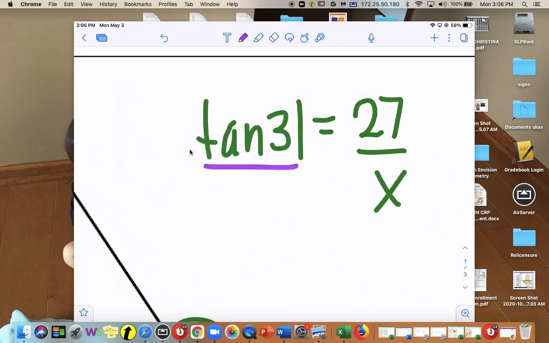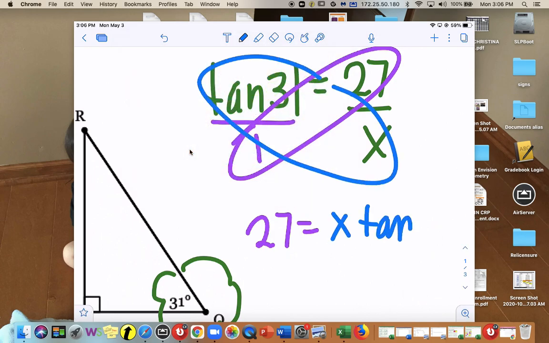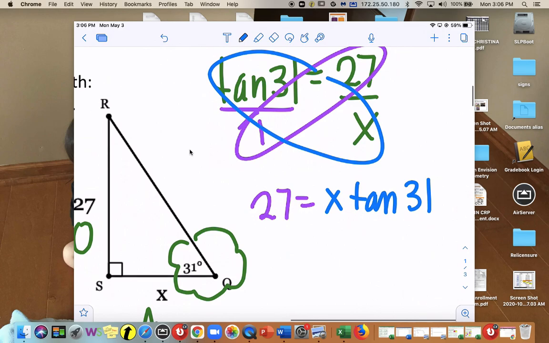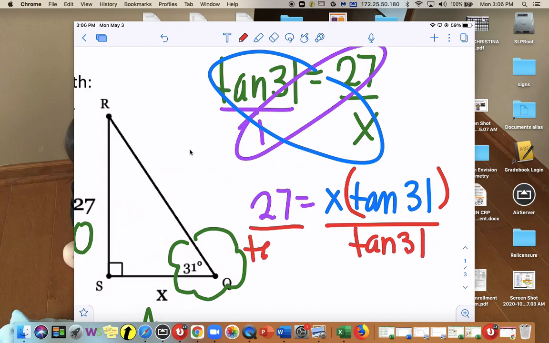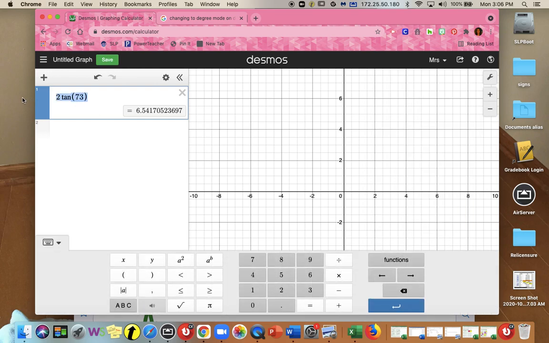Okay, now let's solve this. So again, we can make tangent of 31 into a fraction, and then we can cross multiply. So we have 27 equals, and we'll cross over the other way, x times the tangent of 31. And again, we want to get x by itself, so we have to get rid of the tangent of 31, which is a number. So to get rid of it, we just have to divide, since it's being multiplied. So we'll divide by tangent of 31, and this is what we'll type into Desmos. So now that we're in degree mode, it should work. So we'll try 27 divided by tangent of 31.